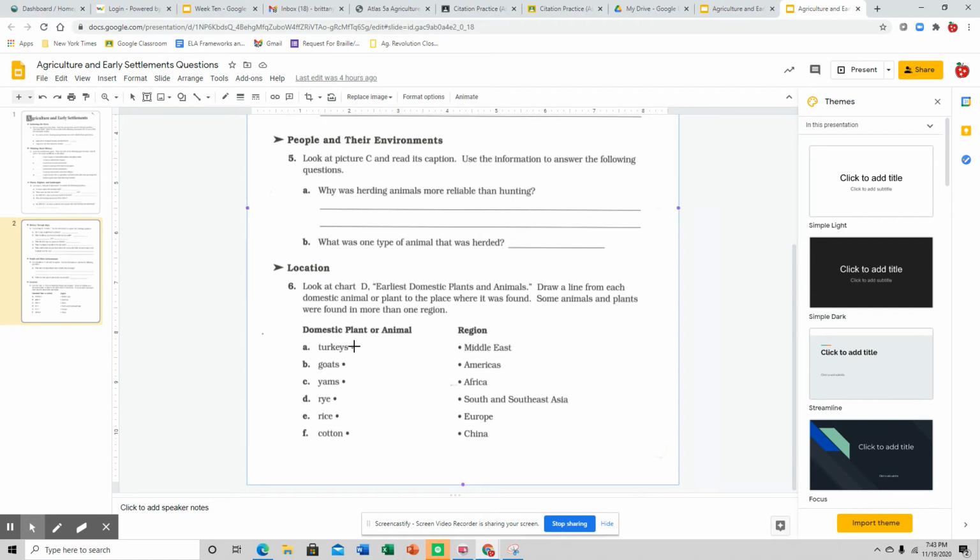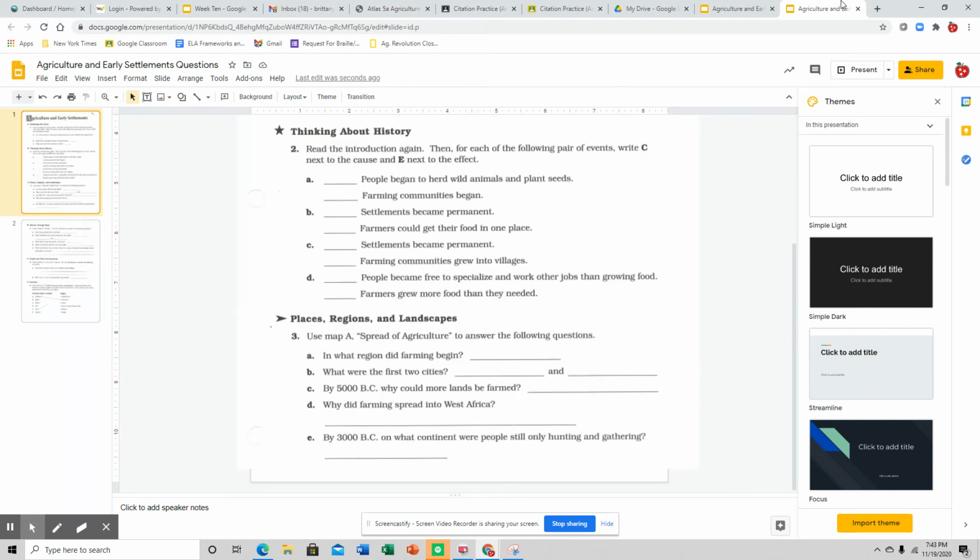And then let's say turkeys were in South America. We're in the Americas. You can just draw that line right there. And then if we want to say that rice, wherever rice was, so we'll hit the line button again, and we can draw another line to connect rice to wherever we want it to go. But you get the gist. That's all you have to do for that.